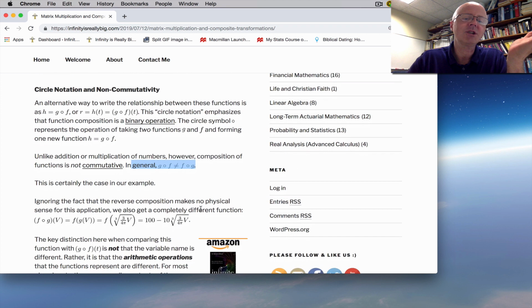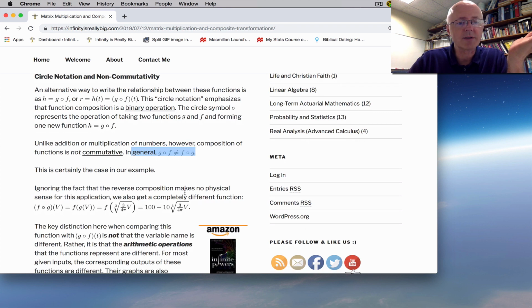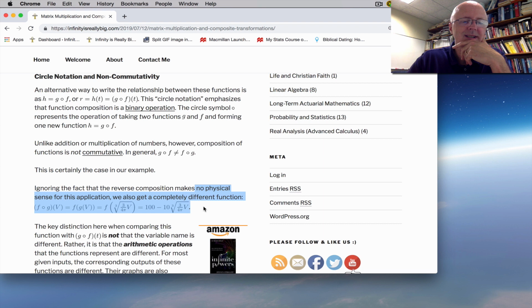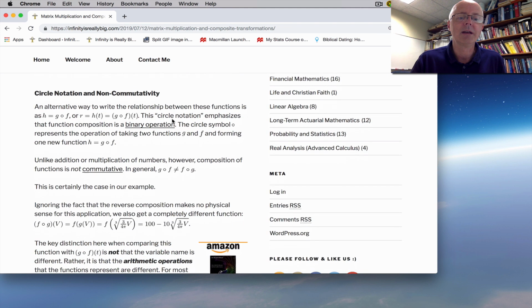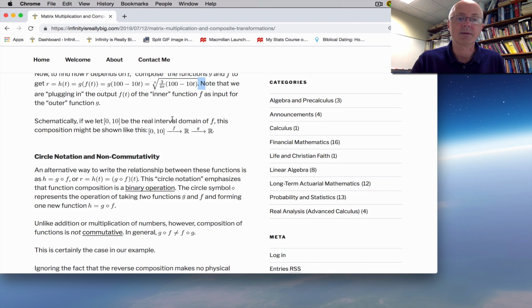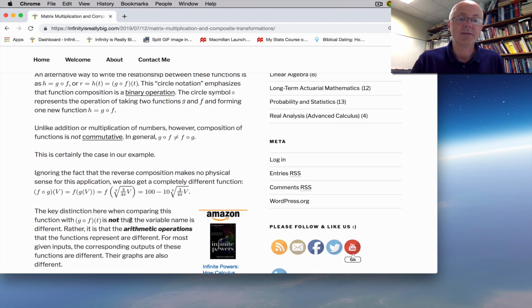In this application, with the snowball melting, it really doesn't make sense to do the opposite function. However, symbolically, there's nothing stopping me from doing it. However, if I did, I do get a different formula. And the key thing is not just the fact that the V and the T are different letters. That's not the key thing to focus on here. The key thing is these are different formulas. These are different functions. For any given input, you're typically going to get a different output.